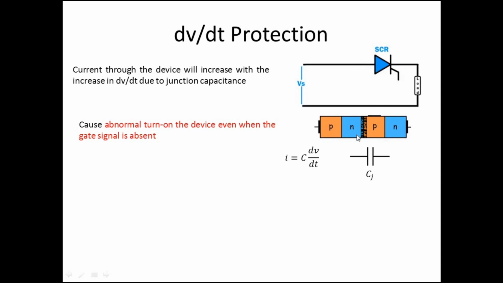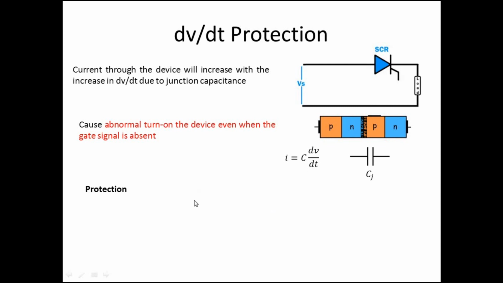So we have to protect against this abnormal turn on, and we have to inhibit this high dV/dt, or high change in voltage. A high change in voltage can be prevented by an RC network. If you apply a voltage across an RC, the voltage will increase slowly, exponentially, V into e raised to minus t/RC. The time constant RC will inhibit the sudden change.